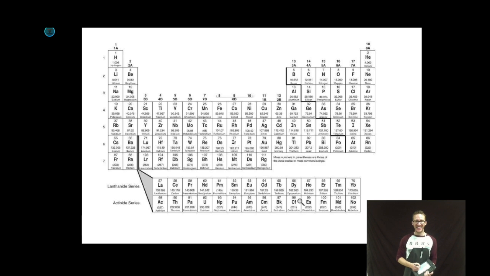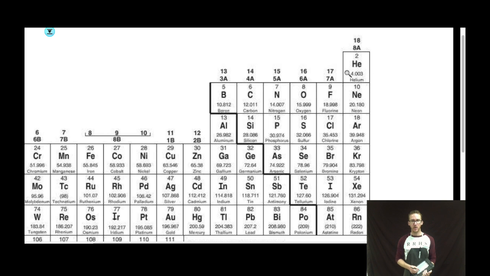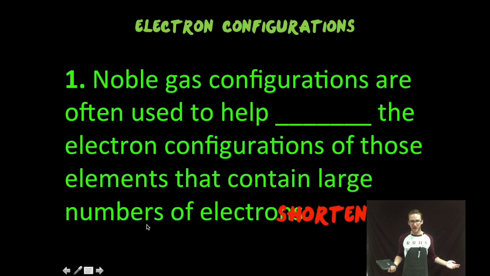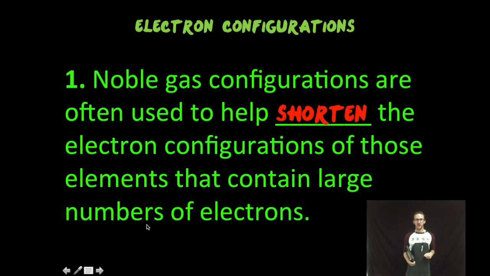So as we take a quick peek at our tabla periodica, our noble gases are going to be over here in group 8. And as we take a look at the standard configurations for each of those noble gases, notice that they each represent a complete energy level. Boom! Helium, complete first energy level. Neon, complete second energy level. And the pattern continues. Noble gases, complete valence levels. Why do you care about this? Noble gas configurations are often used to help shorten the electron configurations of those elements that contain large numbers of electrons.